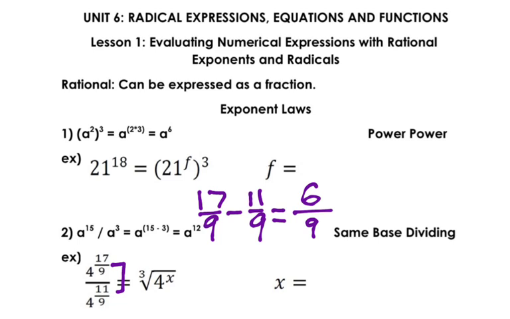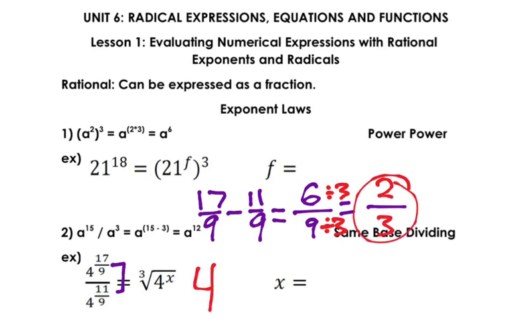Now, since 6 over 9 can be reduced, since it's a fraction, you can simplify by a factor of 3. We can divide both 6 and 9 by 3 and get 2/3. So that is going to be the new rational exponent on the number 4. 4 to the power of 17 over 9 divided by 4 to the power of 11 over 9 is going to become 4 to the power of 2 over 3.